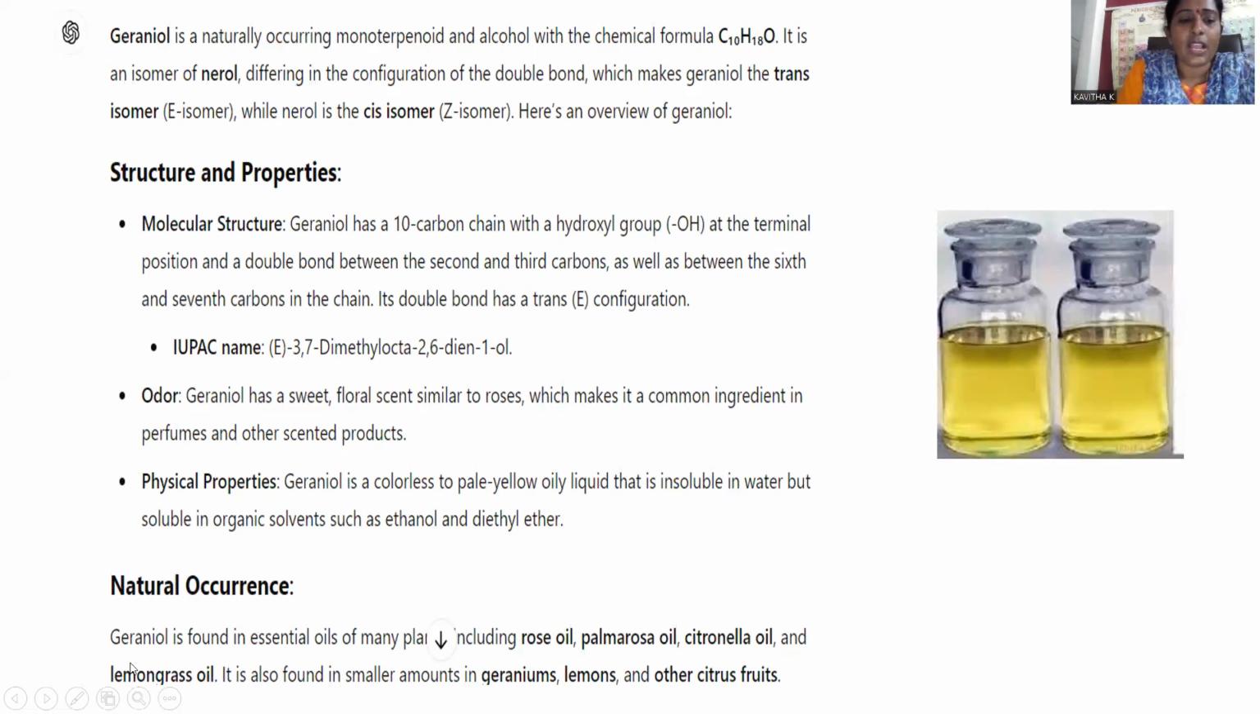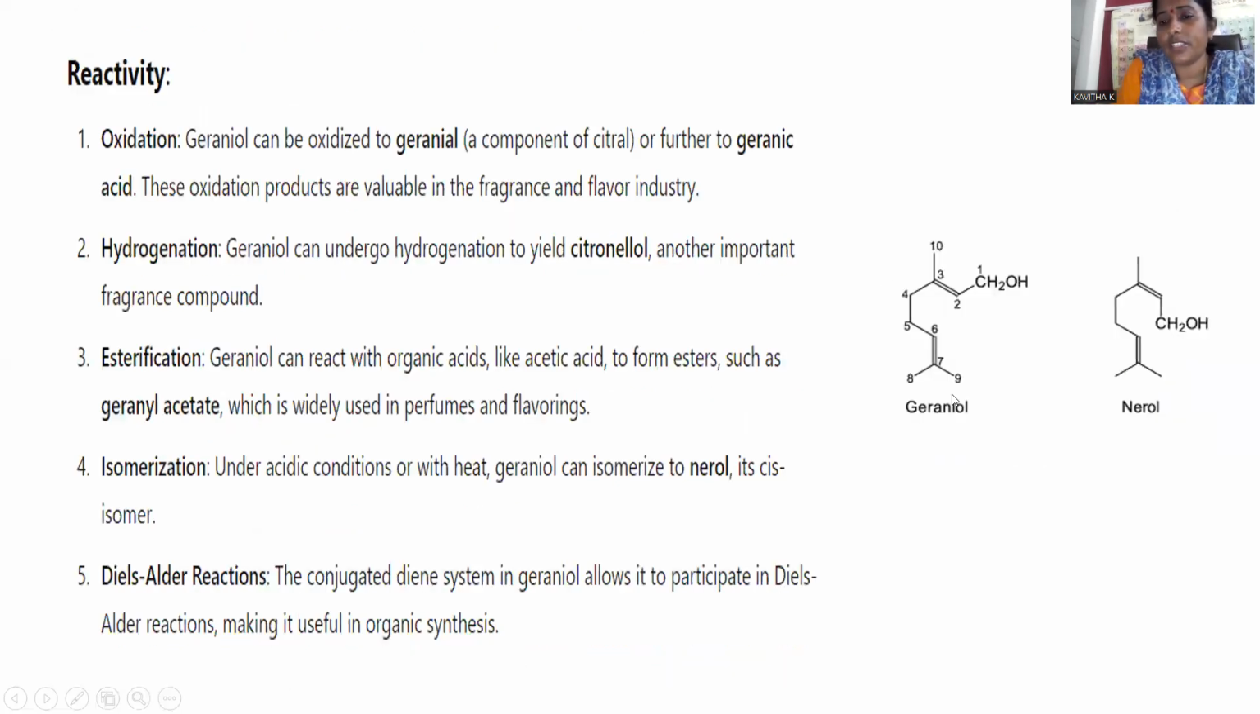Natural occurrence: geraniol is found in essential oils. Geraniol is found in rose oil, palmarosa oil, citronella oil, and lemongrass oil, perennials, lemons, and other citrus fruits. From all these, we can extract this geraniol, right? Rose oil we can extract, palmarosa oil, citronella oil, lemongrass oil. From all these, this geraniol compound will be extracted. Here we can clearly notice geraniol.